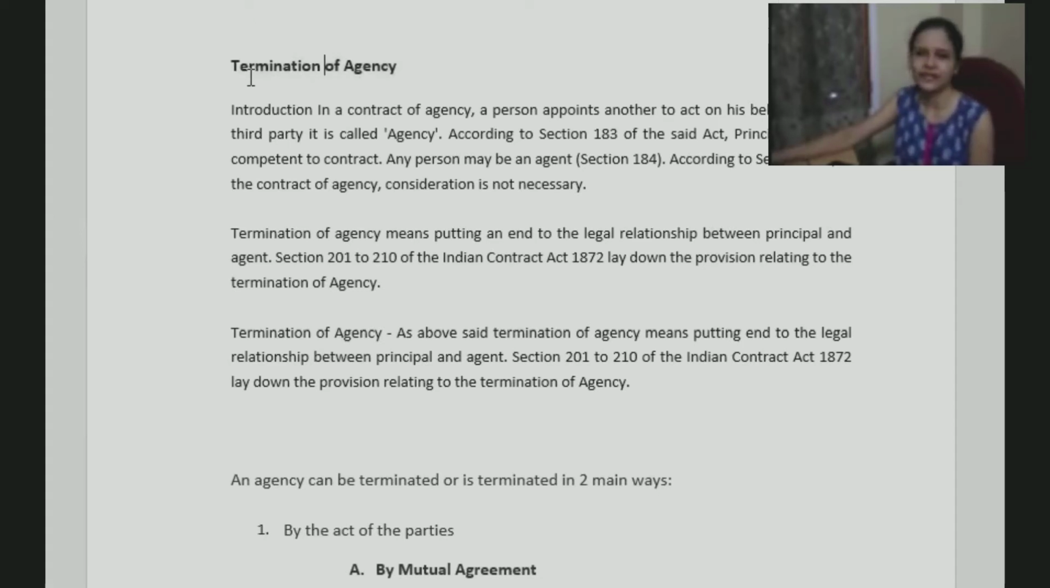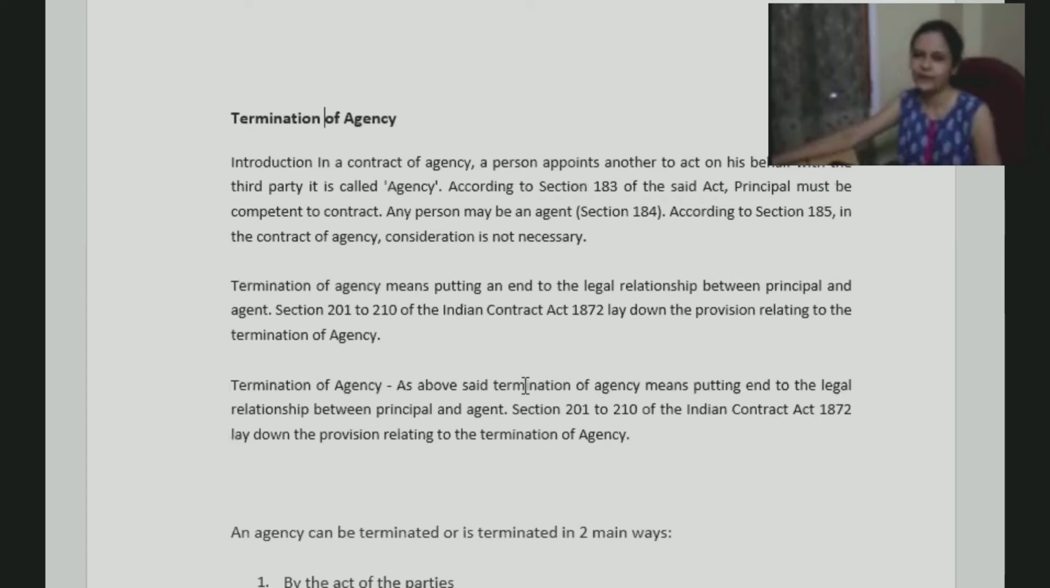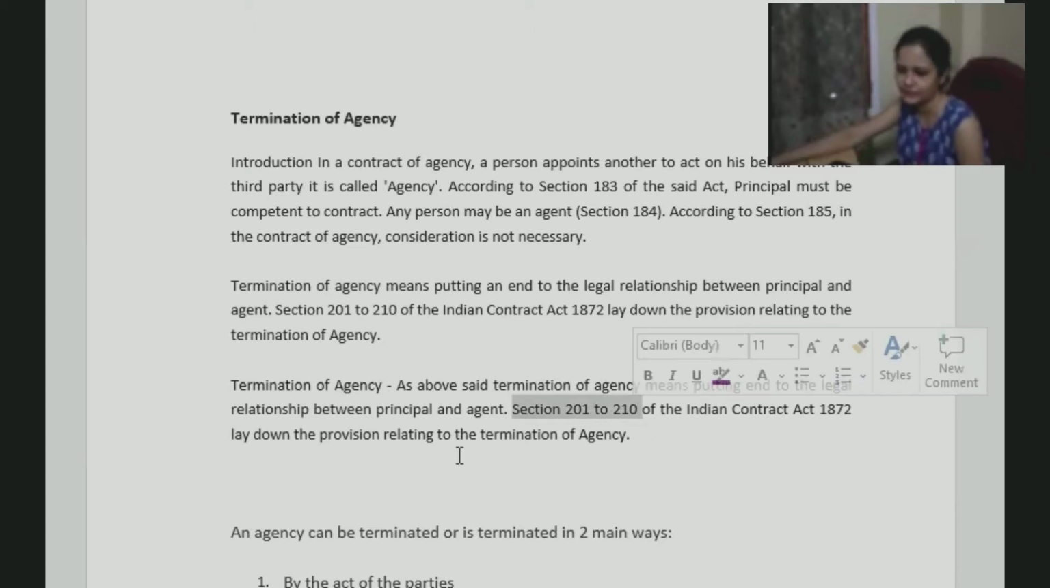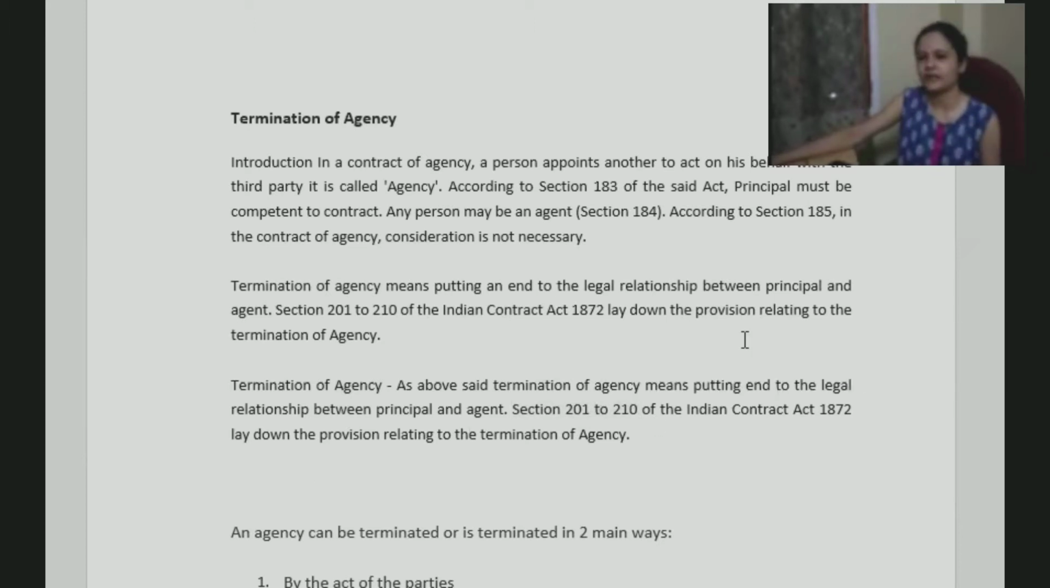With regard to termination also, it's more or less similar, only that we have a few ways by which it may be terminated. So termination of agency, what is it? We are putting an end to this contract between the two parties, where one person was acting as an agent or a representative of the other person. We have provisions under sections 201 to 210 of the Indian Contract Act.